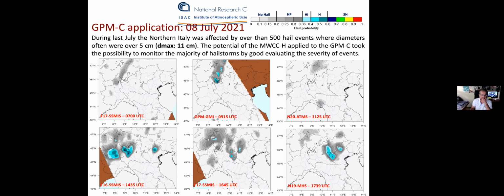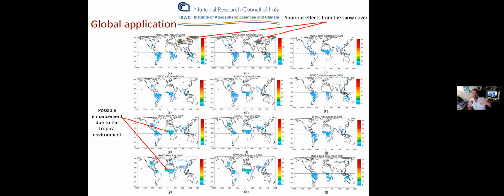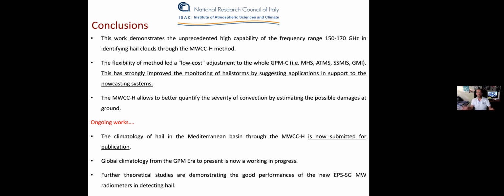During last July, you have a reconstruction with the whole constellation of this event, with the intensification in the afternoon. And of course, you also have a positive impact on global application. Just to conclude, this work demonstrated the unprecedented capability of the frequency range 150-170 gigahertz in identifying AL clouds. The flexibility of the method allows a very low-cost adjustment to the whole GPM constellation.